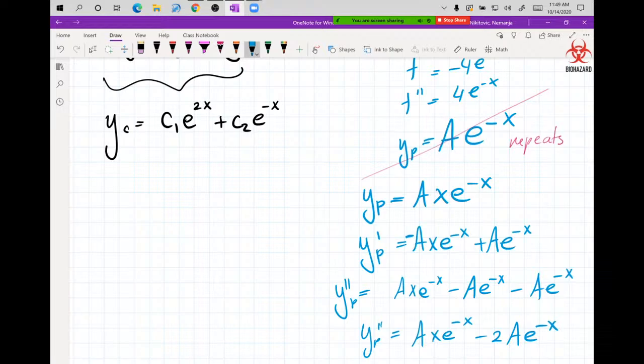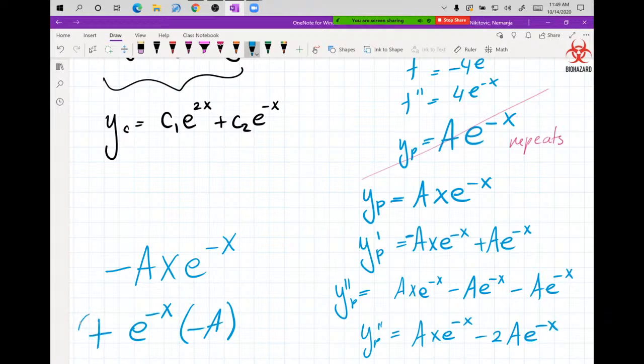Professor? Yes. Shouldn't the middle term for y double prime p be positive, because you have your negative a? I am taking the derivative of -a x e to the -x: copy the second term, derivative of the first is just -a. Thank you. And the formula will have a plus from the product rule second term. So it is -a e to the -x.